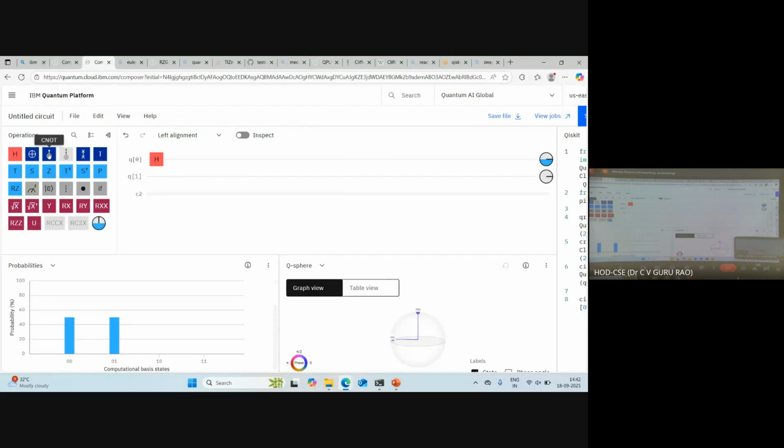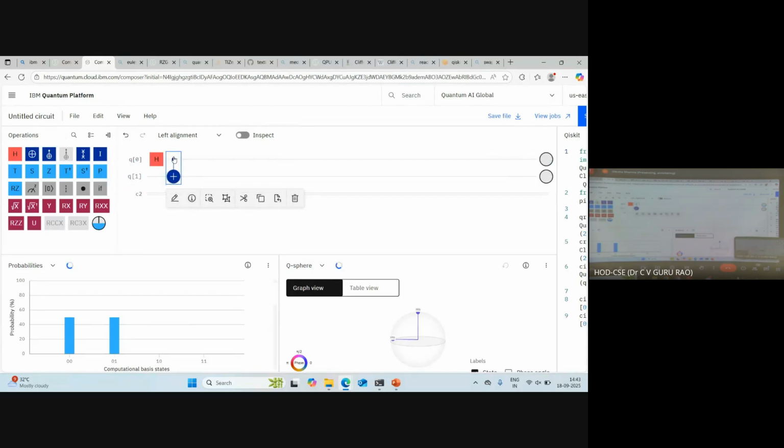So let me just apply a CX gate here. If I apply a CX gate from Q0 to Q1, as Aniket has told you, it will create a superposition state. Oh, sorry, Bell state. Because we have already created a superposition, it will create a Bell state.